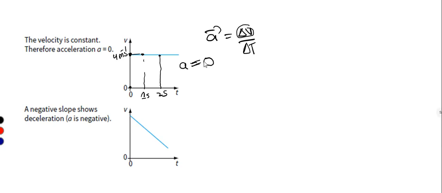The acceleration in this case is 0. This graph shows constant velocity and 0 acceleration. Now in the below graph, you can see here the velocity is also changing.